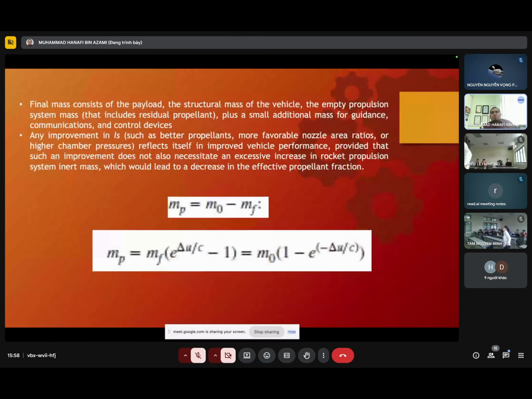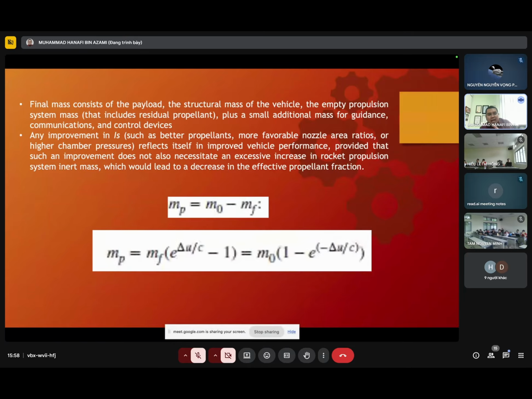And the final mass, so you have m0 is equal to mf plus mp. Rearranging that, mp is equal to m0 minus mf, where that is the mass at full burnout. So this is the mass of the propellant. The final mass, mf, includes the payload, structural mass, empty propulsion system, plus a small additional mass for guidance, communication, and control devices.